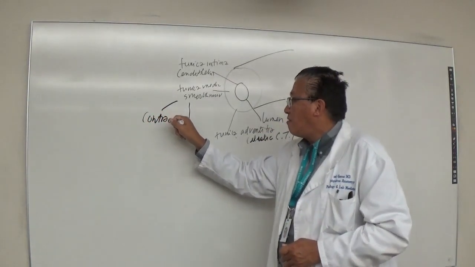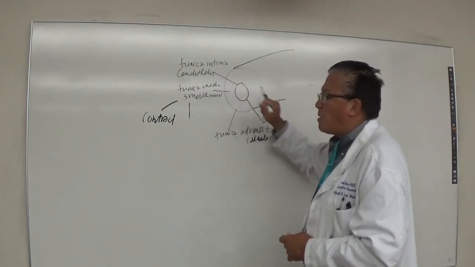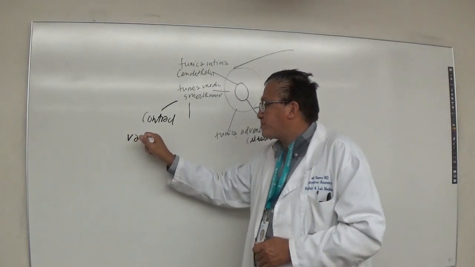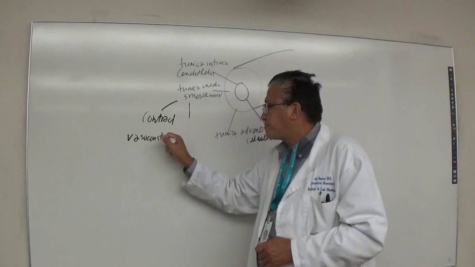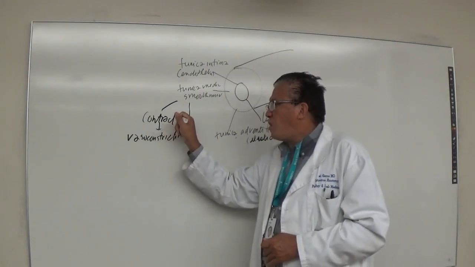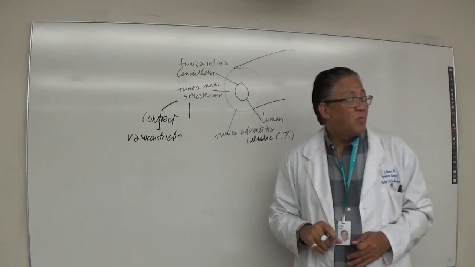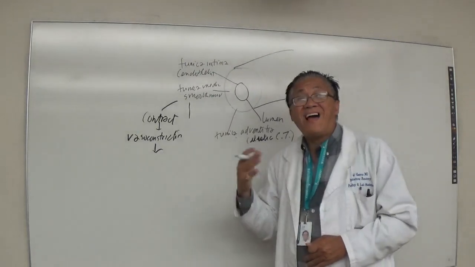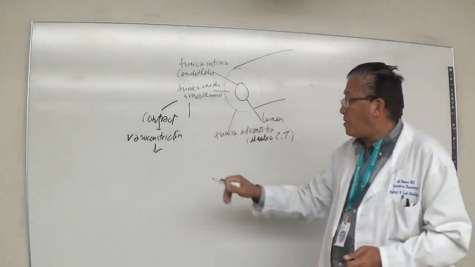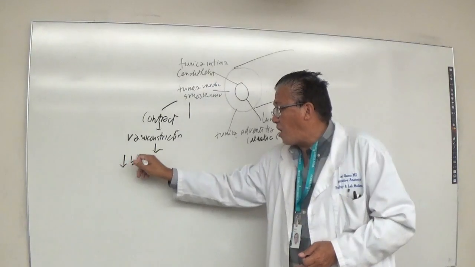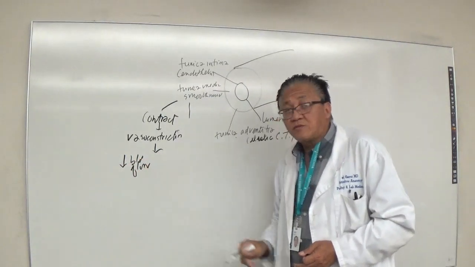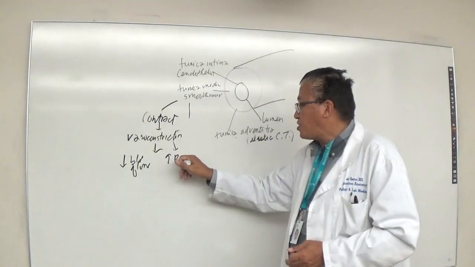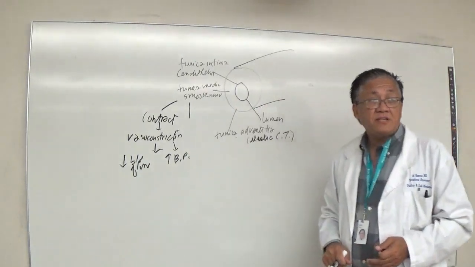Contract. So when the muscles contract, what happens to the lumen? It becomes smaller. It's called vaso what? Constrict, just becomes smaller. And what would be the consequence if the muscles contract, you have vasoconstriction? What would be the effect on blood flow? Decreased blood flow, right? And what happens to the blood pressure? High blood pressure, okay? So you have high blood pressure and blood flow will decrease, okay?